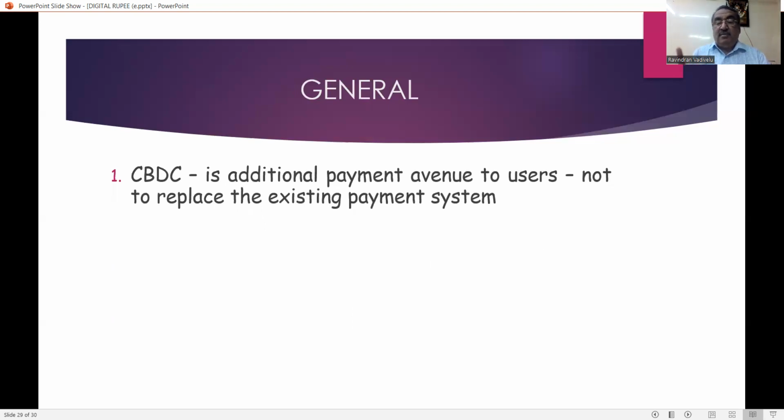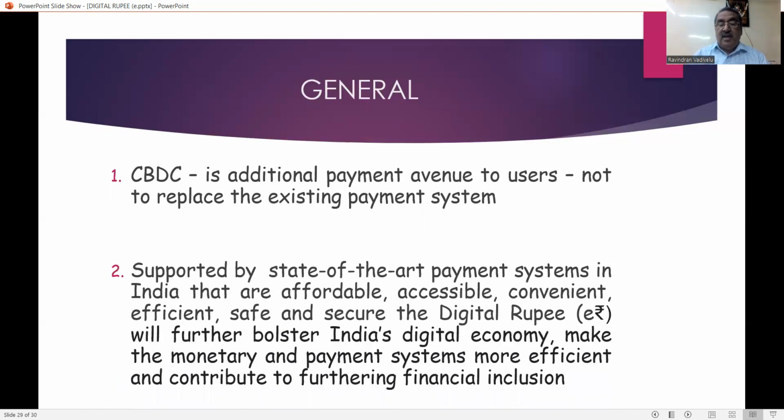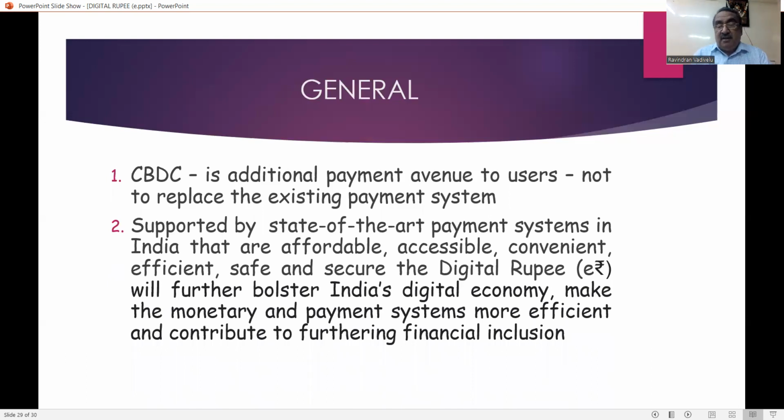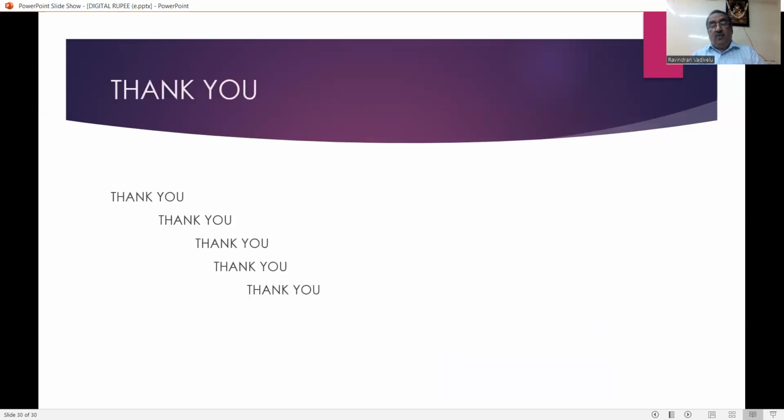And one has to remember that this CBDC concept, that is the digital rupee concept, is not going to replace the existing payment system. It's being supported by state-of-the-art payment systems in India that are affordable, accessible, convenient, efficient, safe, and secure. The digital rupee will further bolster India's digital economy, make the monetary and payment system more efficient, and contribute to furthering financial inclusion. So this is a very, very important thing that one has to see.